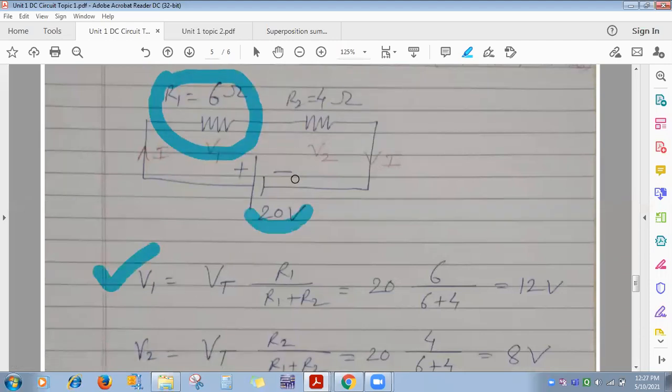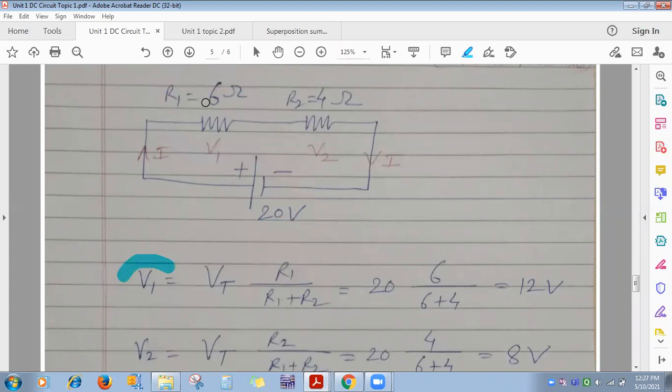V1 is equal to the total voltage, that is this 20 volt, in the numerator. Now here is the thing. For the current division rule, we take the parallel resistance in the numerator. But in the voltage division rule, the same resistance you have to consider in the numerator. V1 is the voltage drop across which resistance? R1. So the same you have to take here. Got it? Otherwise the formula is the same.